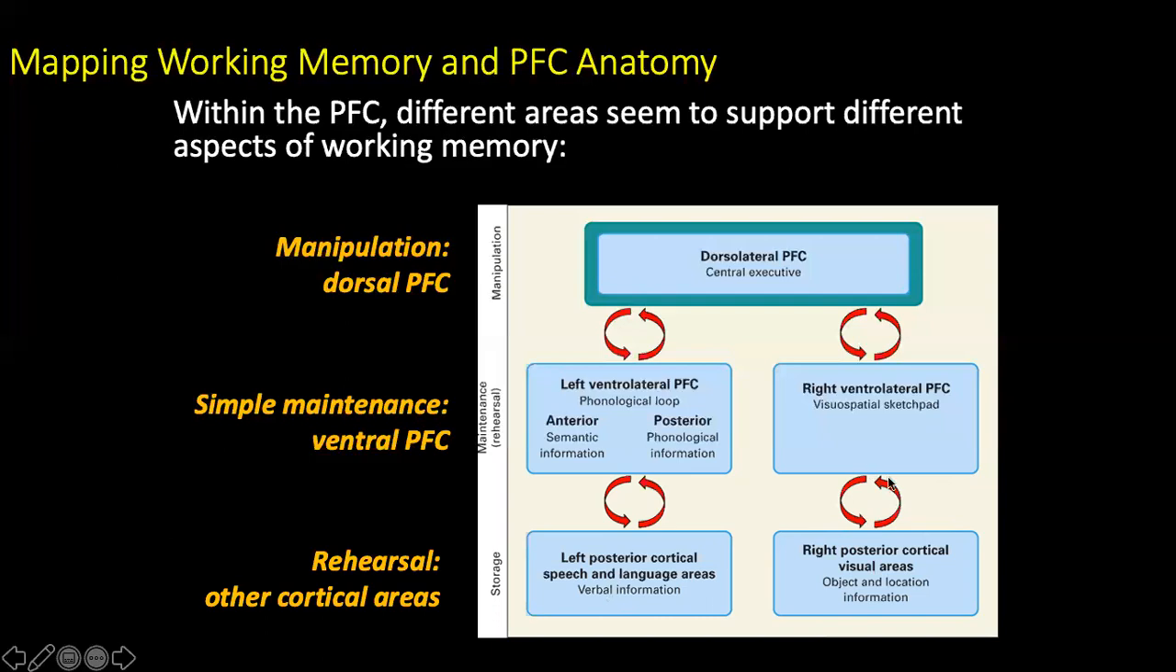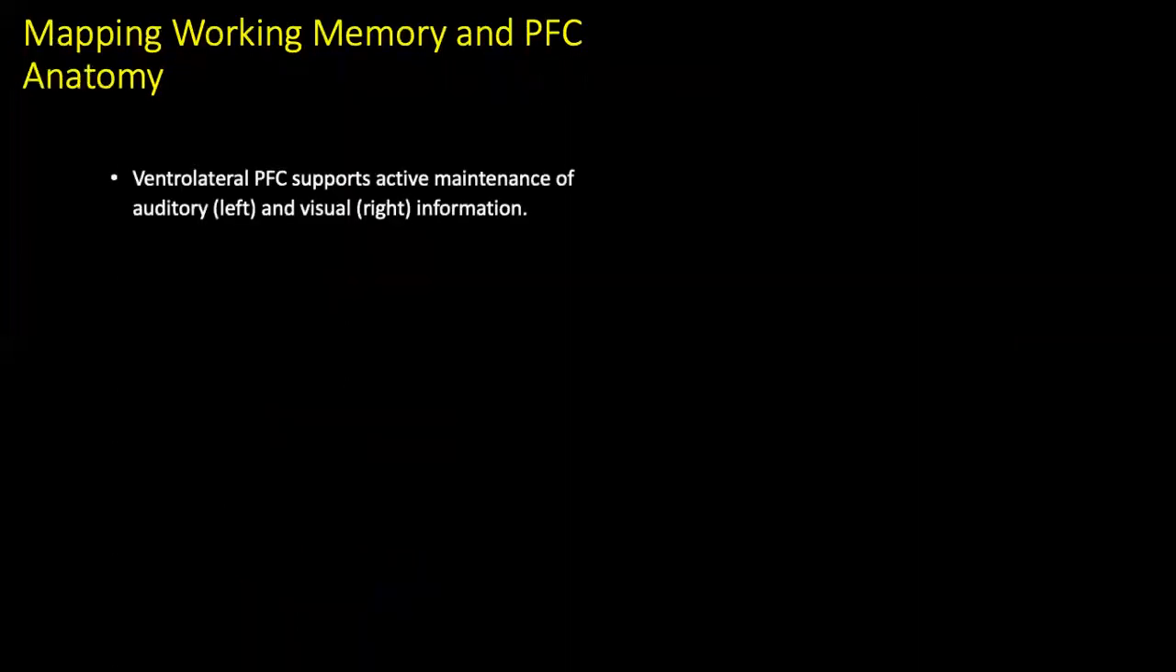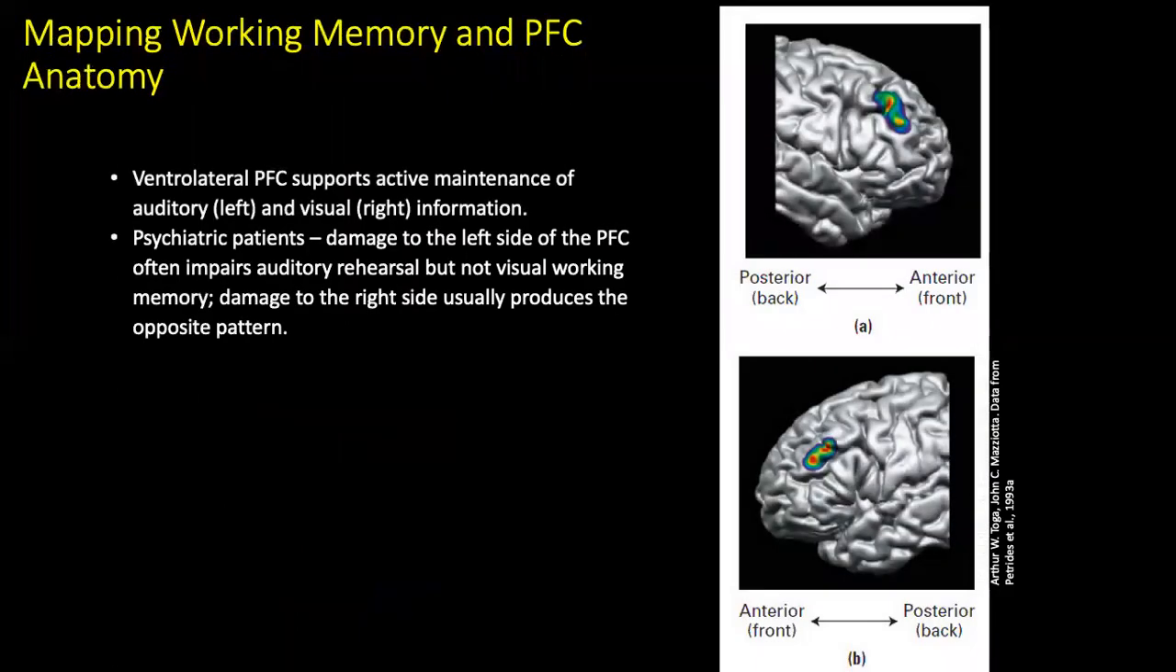So these reciprocal arrows here are really just meaning that there's constant talking between these areas that are involved in the maintenance of that information. But you want to be able to talk about how there's different anatomy related to these different functions of working memory. Right? And there's a lot of information here. So we're pretty confident that left and right ventrolateral prefrontal cortex are involved in these different types of information, language in the left, visual spatial in the right.